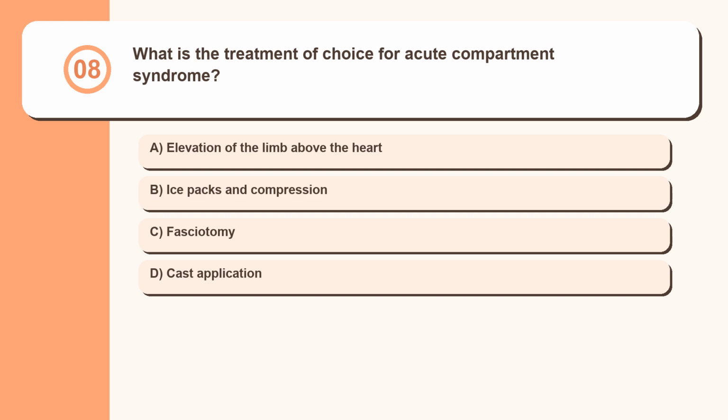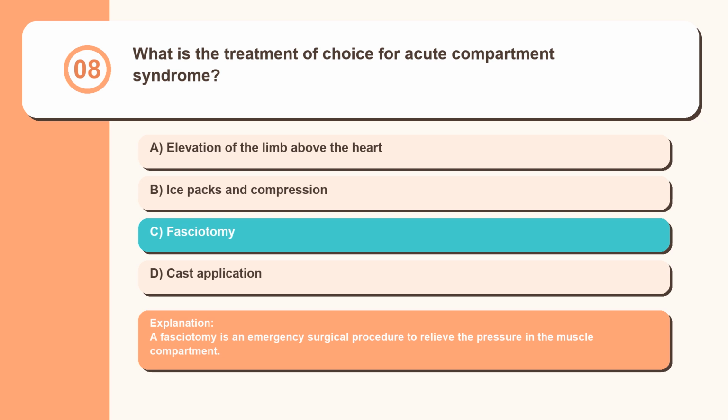Question 8. What is the treatment of choice for acute compartment syndrome? Elevation of the limb above the heart, ice packs and compression, fasciotomy, cast application. A fasciotomy is an emergency surgical procedure to relieve the pressure in the muscle compartment.